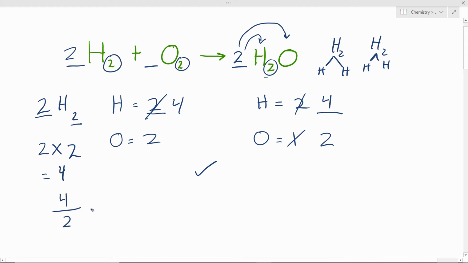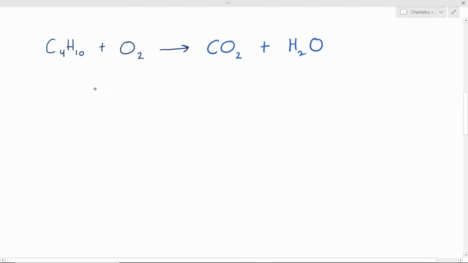So you can divide and see what you need, which is your new stoichiometric coefficient. Now we have an example that looks slightly longer. However, the steps to balancing this equation are going to be the same as we just did. We need to count the number of each element on each side.